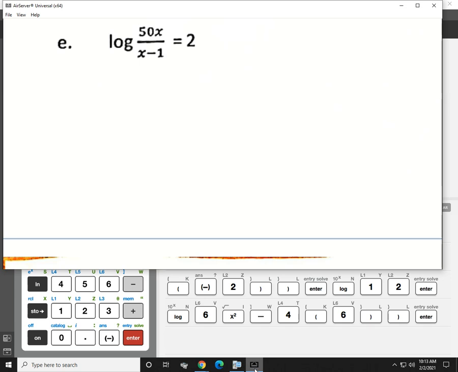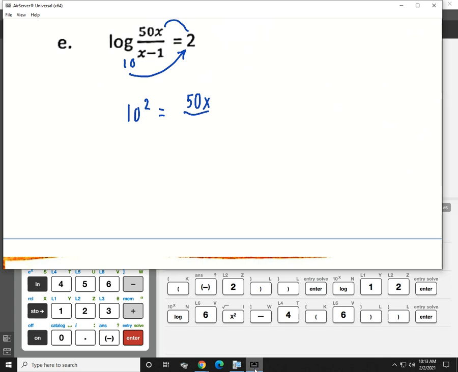Letter E. Is this log equals log or log equals a number? Log equals a number. So we're going to exponentiate, right? But here's the key to this problem, the part that everybody always forgets. Just like we forgot on our homework on number 8 from Thursday night. What is the base of this log? It's understood to be a 10. So when I exponentiate, I've got to do 10 to what power? To the second power equals what?